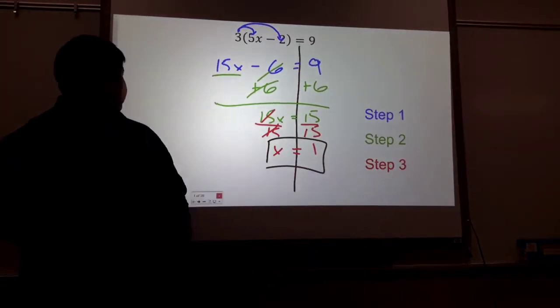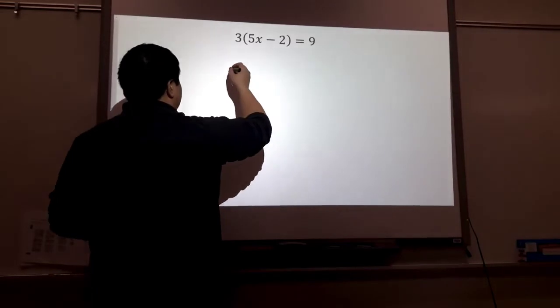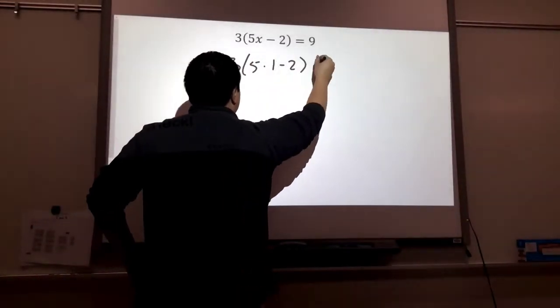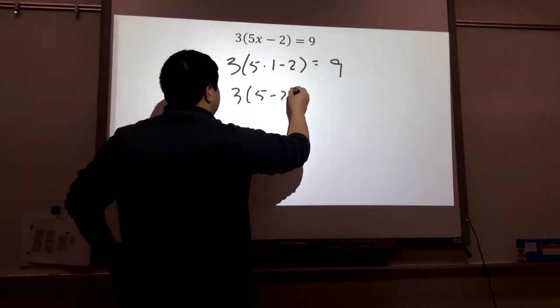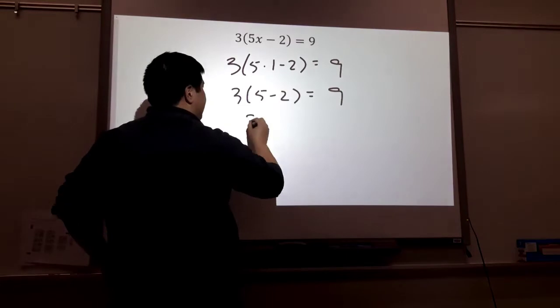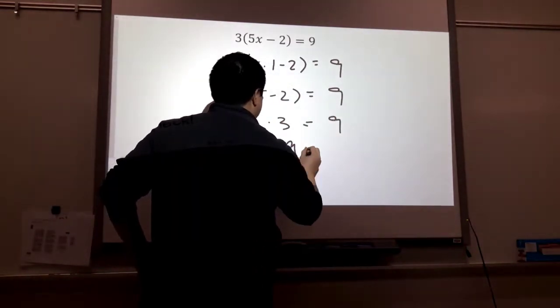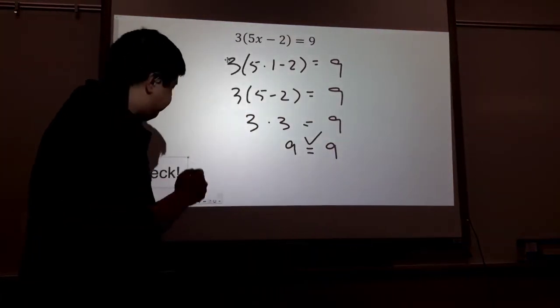Let's check our work. We're going to put 1 whenever we see an x, so we get 3 times (5 times 1 minus 2), which will hopefully equal 9. 3 times (5 minus 2) equals 9. 5 minus 2 is 3, so 3 times 3 equals 9. 9 does in fact equal 9, so we therefore did it correctly.